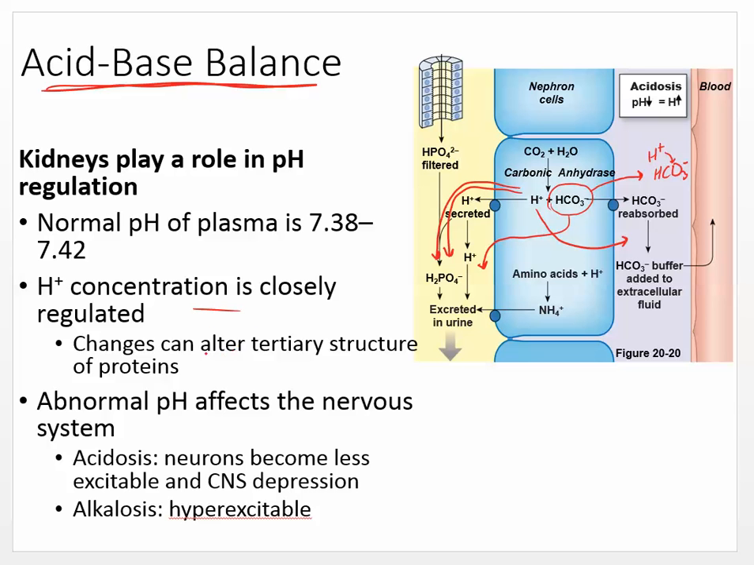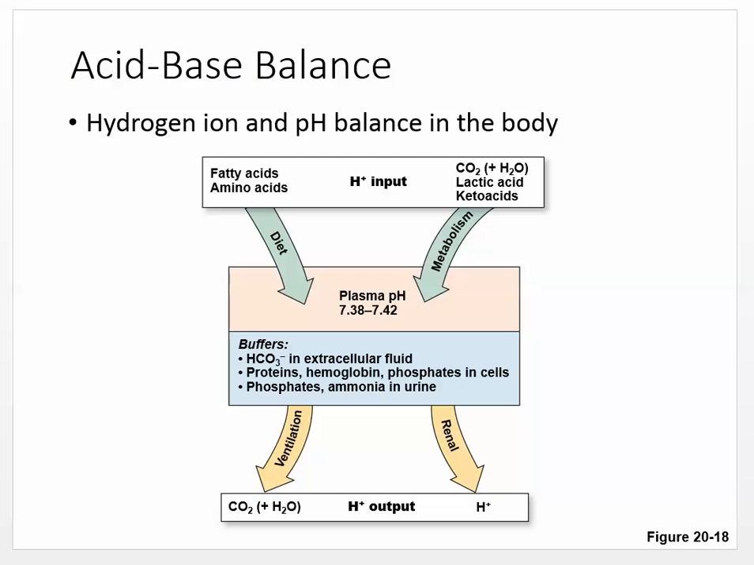It's very closely regulated. Changes have huge effects on proteins. Abnormal pH affects the nervous system. With acidosis, neurons become less excitable, CNS depression, so that everything just sort of slows down. The opposite with alkalosis. Alkalosis means a high pH. It becomes alkaline. Okay, and so if it becomes alkaline, we see that neurons are more excitable. So these things definitely have an effect, and it's a very, very tight range.